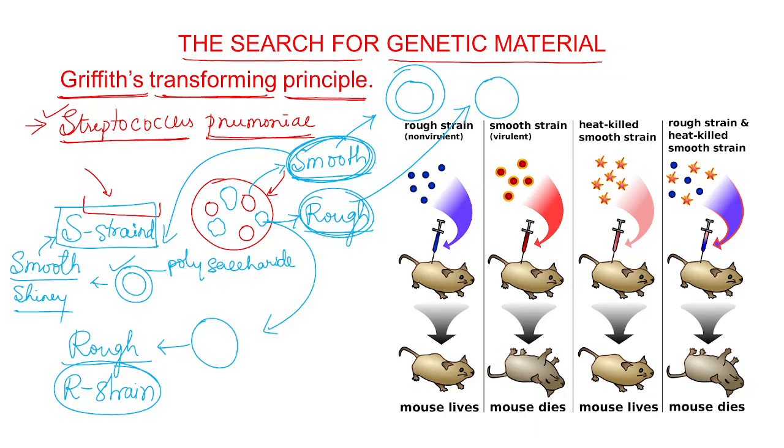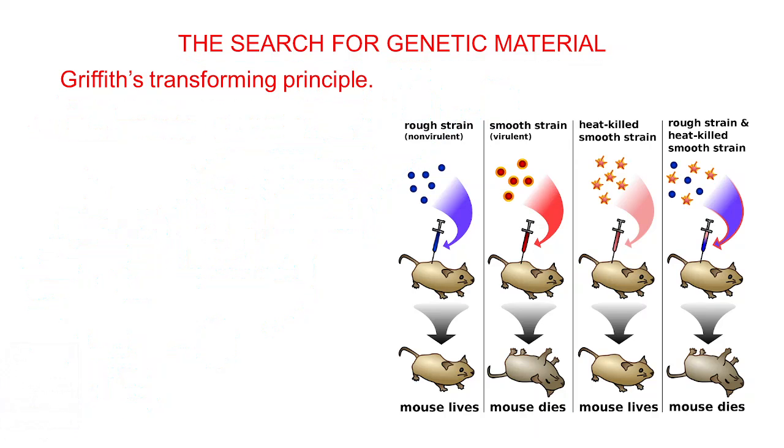Due to the presence of the polysaccharide coat, the bacteria appeared shiny, and due to the absence of the polysaccharide coat, the rough colony bacteria appeared non-shiny. Is that clear? And ultimately what happened? He named the one with the polysaccharide coat the S strain bacteria, and the other one he named the R strain bacteria. Is that clear?